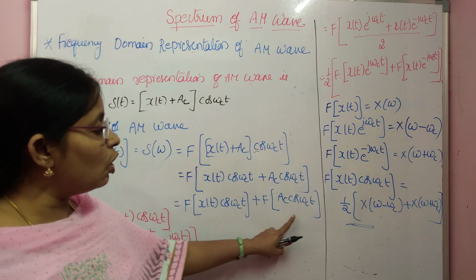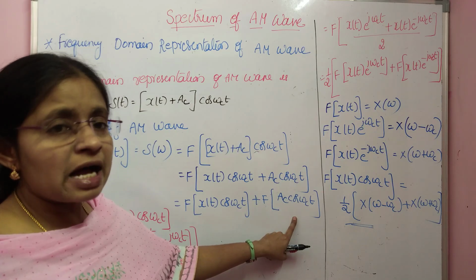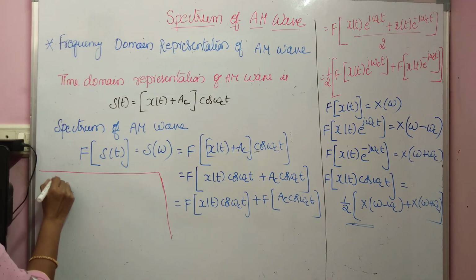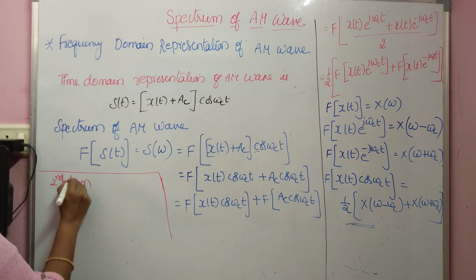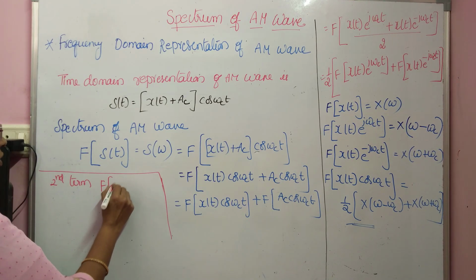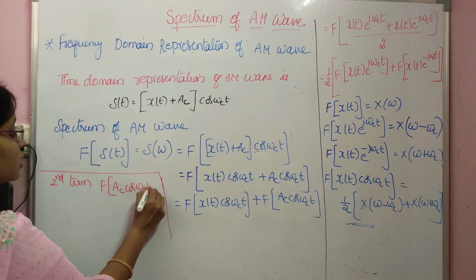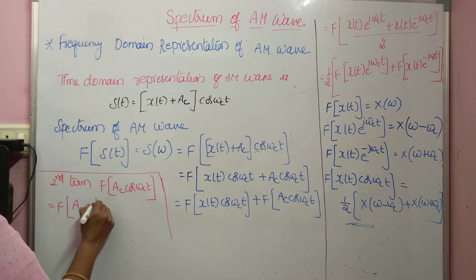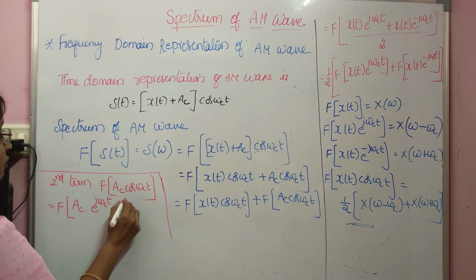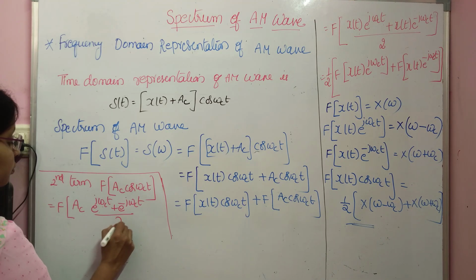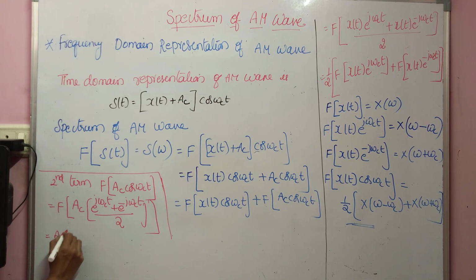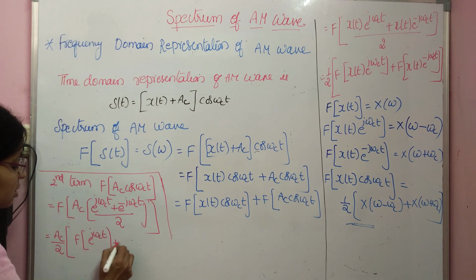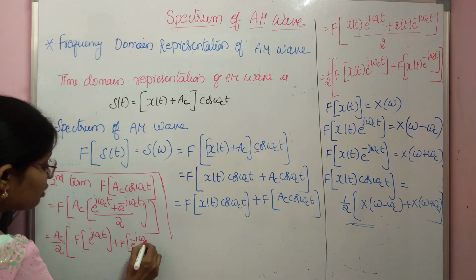Now let us go for the Fourier transform of Ac cos(ωc t), the second term. The Fourier transform of Ac cos(ωc t) is equal to the Fourier transform of Ac times [e^(jωc t) + e^(-jωc t)] by 2. That is Ac/2 of the Fourier transform of e^(jωc t) plus the Fourier transform of e^(-jωc t).